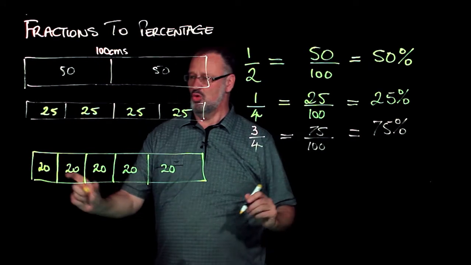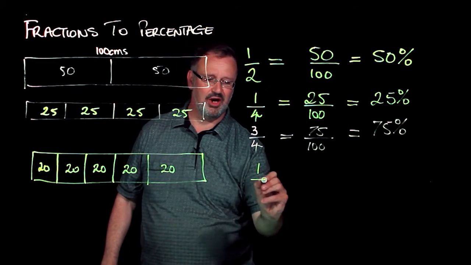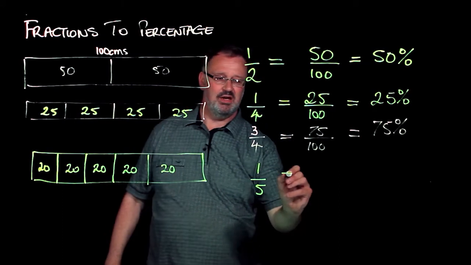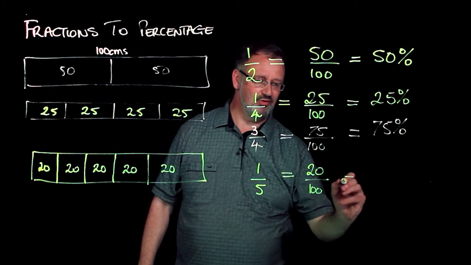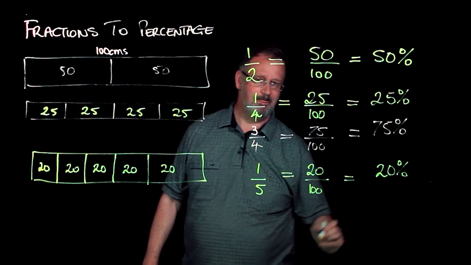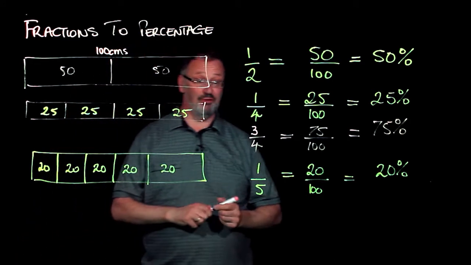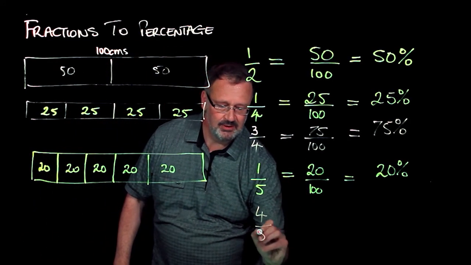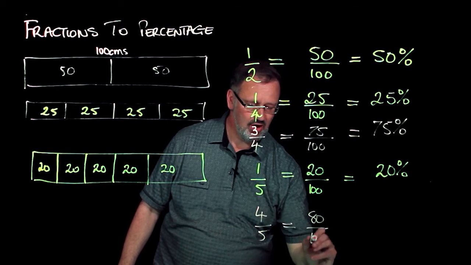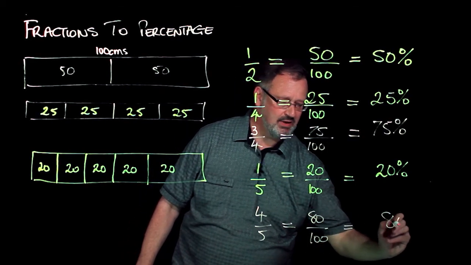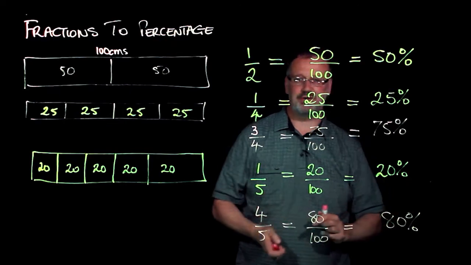So now what have I got? One of these spaces here has 20 people in it, and it's 1 out of 5, so 1/5 is the same as 20 hundredths. We think about that with our equivalent fractions, 20 out of 100, which gives me 20%. Let's do the more difficult move now, and rather than just take one of them, let's take 4 of them, so 4/5, which is equivalent to 20, 40, 60, 80, 80 one-hundredths, which gives me 80%. So here we have going from my fraction to my percentage.